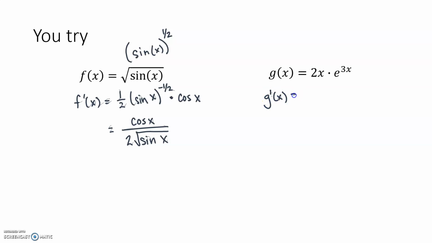So I take the derivative of the first thing times the second thing left alone, plus the first thing left alone times the derivative of the second thing. But now I'm going to do chain. So e to the x is the derivative, but I leave the baby alone, and then times the derivative of the baby.